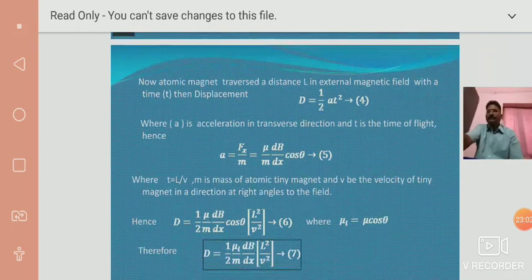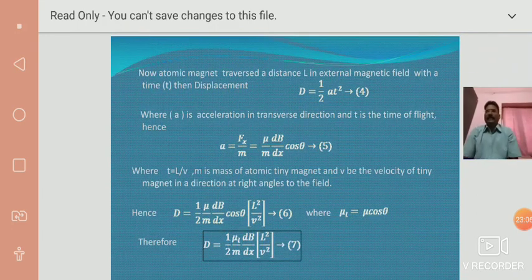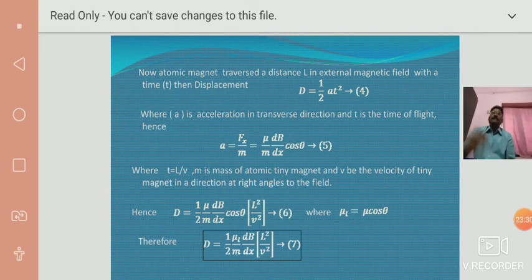Now we can try to understand. Here, the silver atomic beam is displaced from the actual path due to the inhomogeneous magnetic field. Whenever the silver atomic beam enters the inhomogeneous magnetic field, it is deviated from the actual path. This deviation from the actual path can be understood as the displacement of the silver atomic beam on a photographic plate. Displacement.